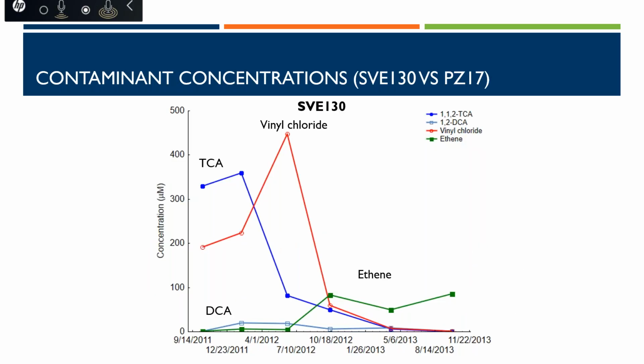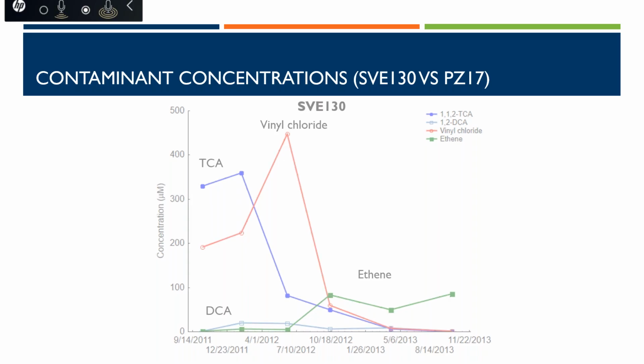Outside of this area, for example, at well SVE 130, you'll recall that we saw biodegradation of TCA and a transient accumulation of vinyl chloride pretty much right after the beginning of the full-scale propylene glycol injections. In the pocket of low Dehalococcoides concentrations, however, that wasn't the case.